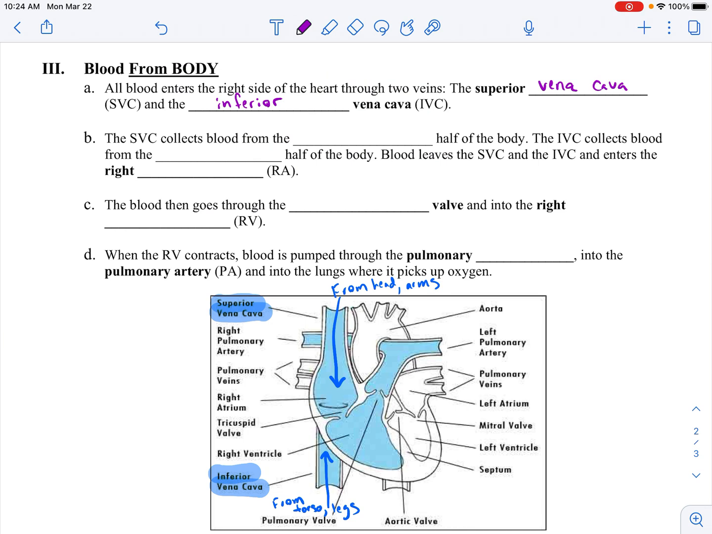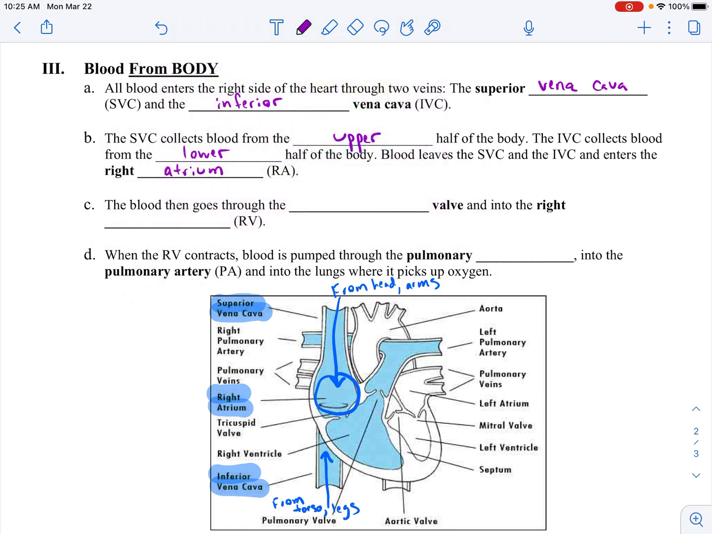The superior vena cava will collect blood from the upper half of the body, as stated below, and the inferior vena cava collects blood from the lower half of the body. That blood will then enter the right atrium. The right atrium is here. So it's this area. Let me change that again back to blue, right there.